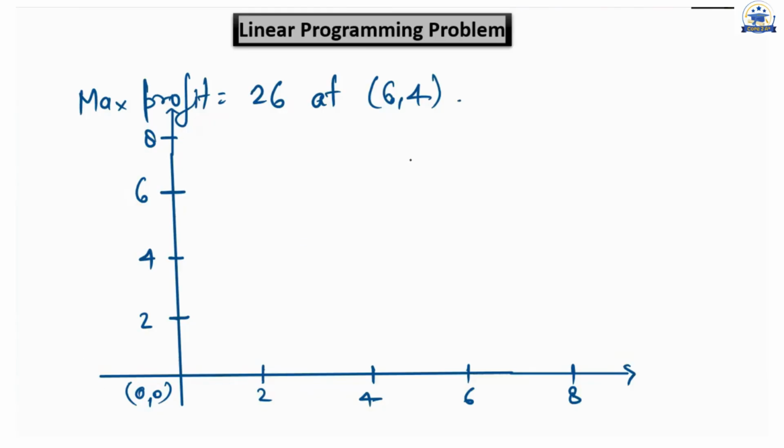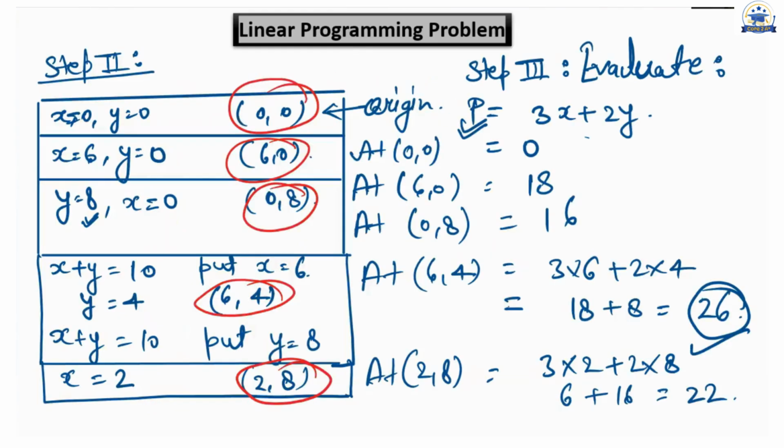Okay. So first of all, let's find this coordinate 6, 4. 6 on the x-axis, 4 on the y-axis. It would be here, right? This is 6, 4. And the other coordinates we have are 0, 0, 6, 0, and 0, 8.